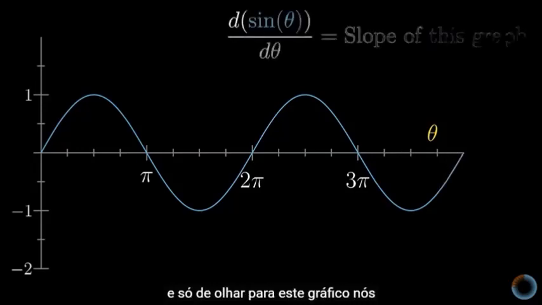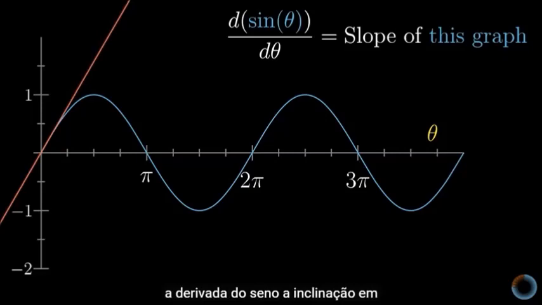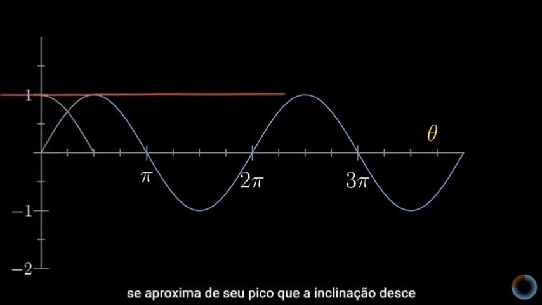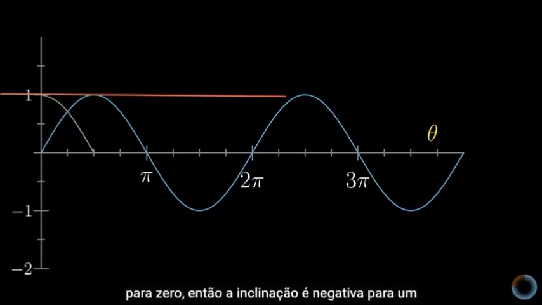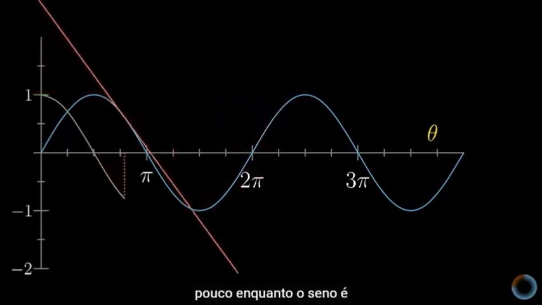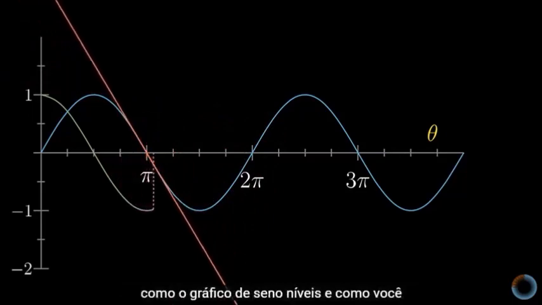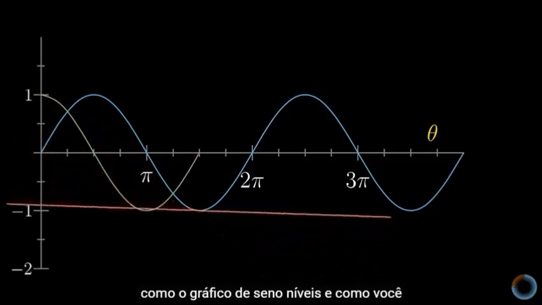And just from looking at this graph, we can start to get a feel for the shape of the derivative of the sine. The slope at 0 is something positive, since sine of theta is increasing there. And as we move to the right and sine of theta approaches its peak, that slope goes down to 0. Then the slope is negative for a little while the sine is decreasing, before coming back up to 0 as the sine graph levels out.